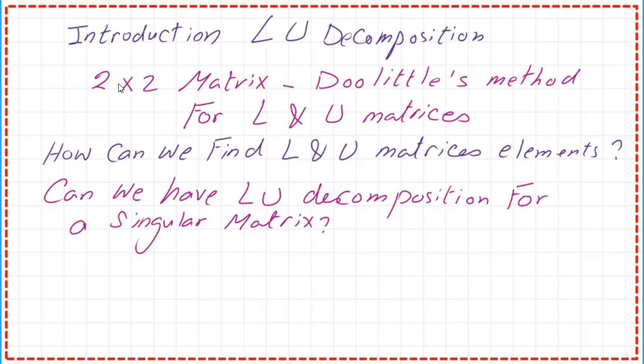The first question: how can we find the L and U matrices elements, the components, I mean? Another question: can we have LU decomposition for a singular matrix? As we know, for a singular matrix there is no inverse. We'll move to the second slide.